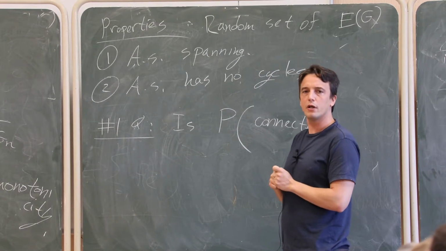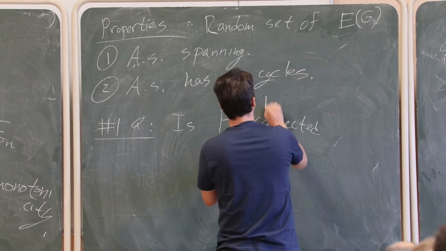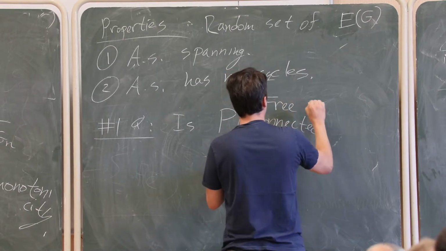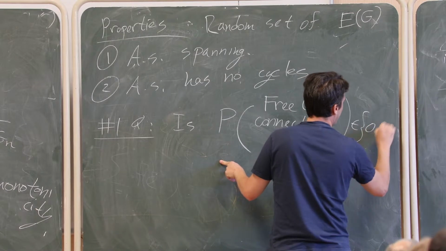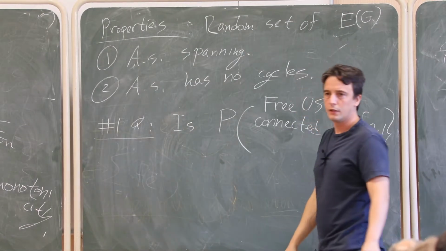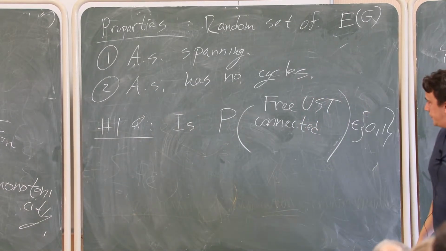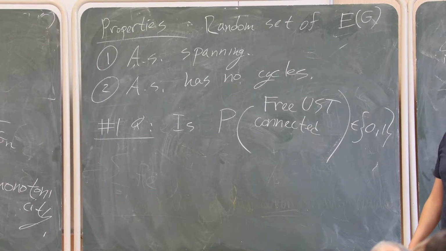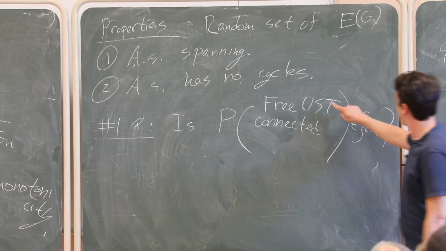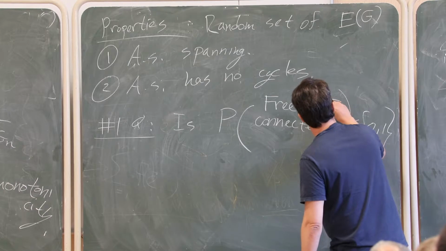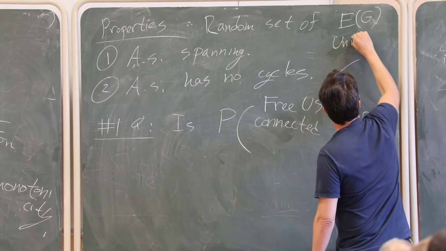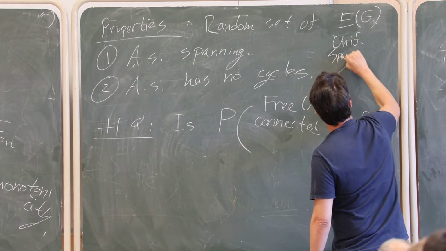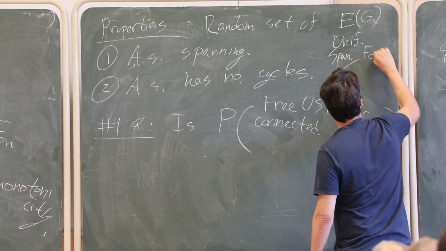Why do I call it free? So the number one question is: is the free uniform spanning forest connected, with probability 0 or 1? Sorry? Oh, sorry, thank you. USF. Right, uniform spanning forest.